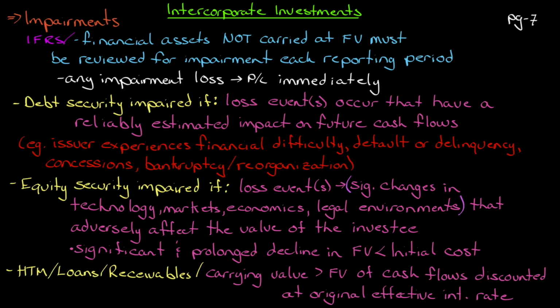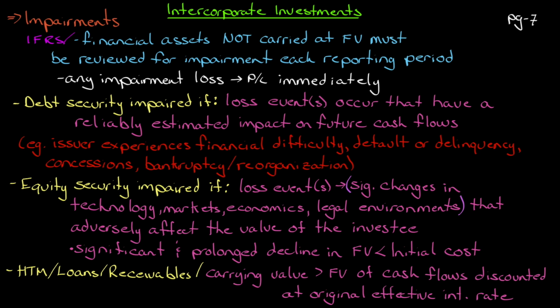A debt security is impaired if loss events occur that have a reliably estimated impact on future cash flows. So things like issuer experiences financial difficulty, default or delinquency, concessions. A concession is where I, as a bondholder, would grant the company a concession saying, well, I know you're having financial difficulty. Let's avoid the cost of bankruptcy and reorganization. You don't owe me any coupon payments, but in 2 years, you got to give me all my principal. That's a concession. And of course, bankruptcy and reorganization would be another loss event.